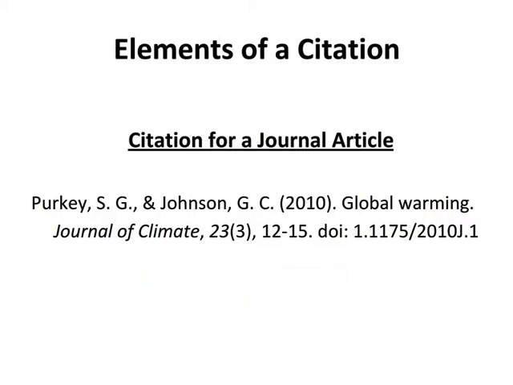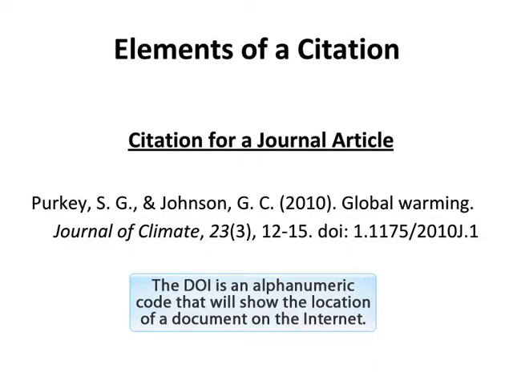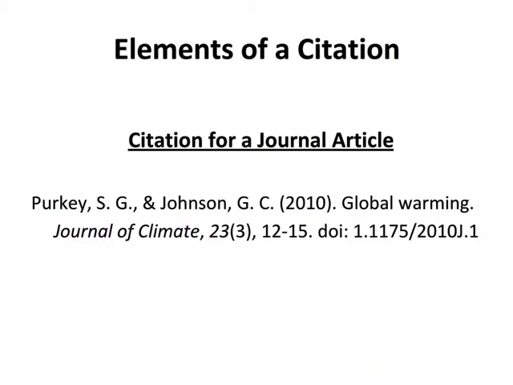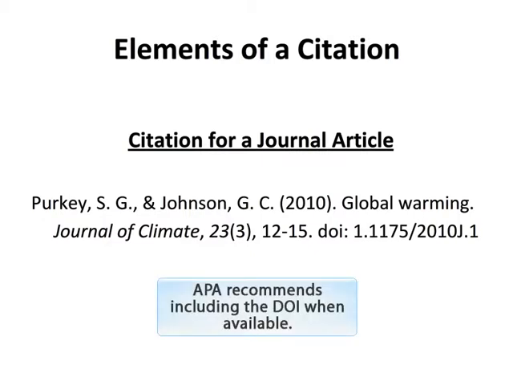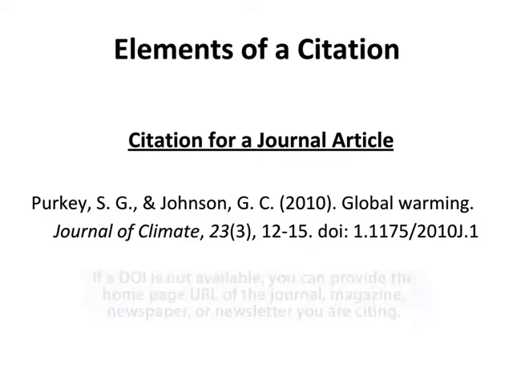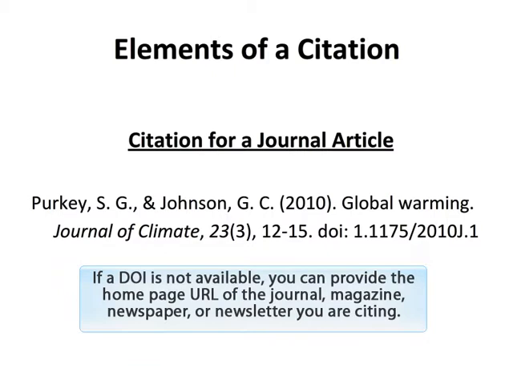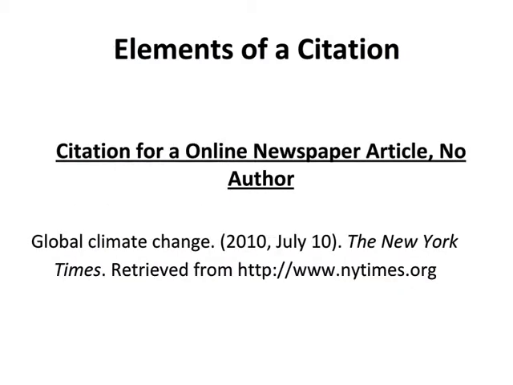And finally, if the content is retrieved online, include the DOI, or Digital Object Identifier, which is an alphanumeric code that will show the location of a document on the internet. Since URLs can be broken, APA recommends including the DOI when available. If a DOI is not available, you can provide the homepage URL of the journal, magazine, newspaper, or newsletter that you are citing. Here is an example of an online newspaper article without an author.